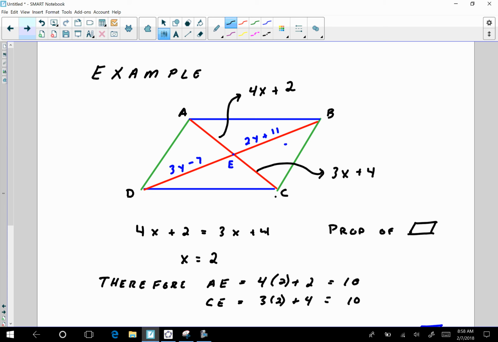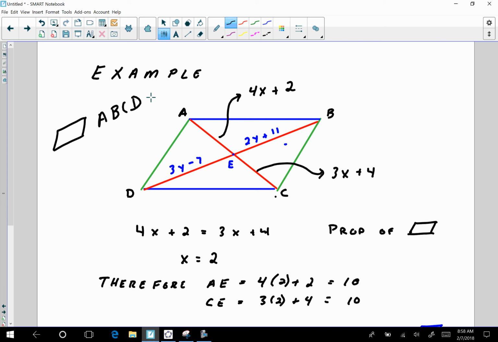So I have this given parallelogram. It's got to be a parallelogram for this to work. We're going to use our parallelogram notation for ABCD, and I have some lengths. AE is equal to 4x plus 2, and EC is equal to 3x plus 4. Just to review some algebra, I want to find out what x is, and then find the actual lengths of AE and EC.